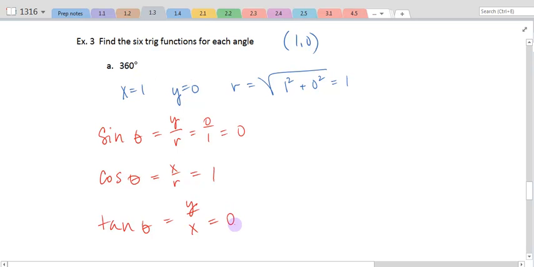So you stop the video and figure out what the remaining three trig functions are for this value that we have going on right here. We'll come back and we'll see if we get the same answers.